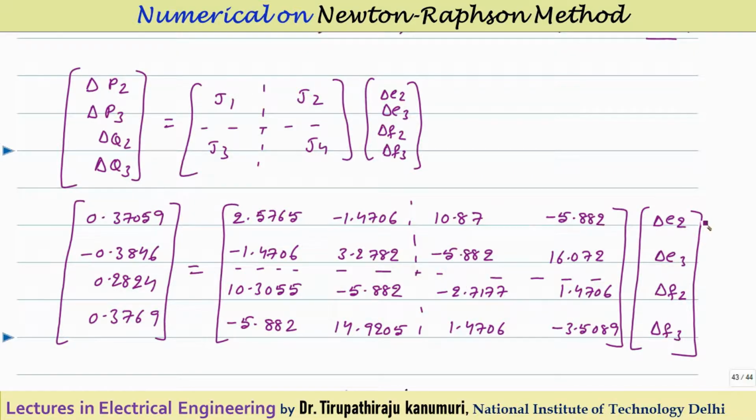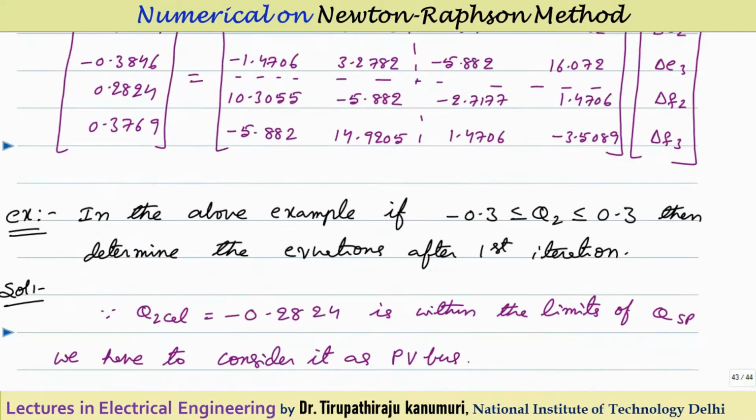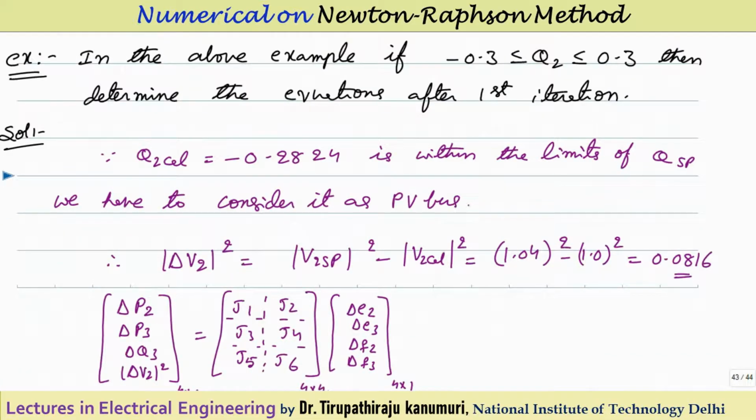From this we will calculate the values of delta E and delta F, and we will add them to the original values based on whether it is a generator bus or a load bus. How to calculate, we have already seen. From this we have to calculate the inverse of this matrix. For setting the convergence criteria, we take the maximum absolute value of this and check whether it is less than the tolerance limit or not. Whenever the tolerance limit is reached, we can stop the iterations.